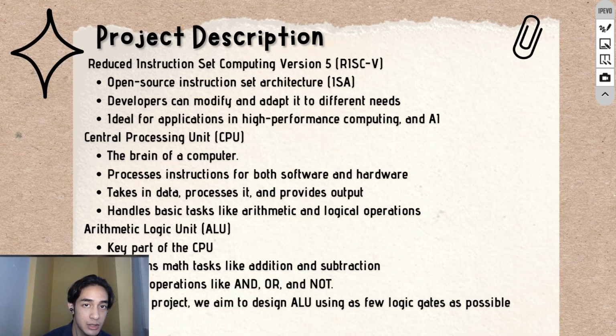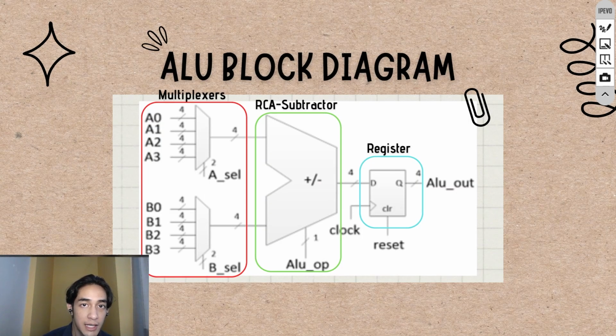Okay, for assignment of our project, we need to design this ALU by using as few gates as possible to keep the simplicity. Over here we have the ALU block diagram. So basically we have multiplexers which has two selectors. One is for A inputs and also the B input.